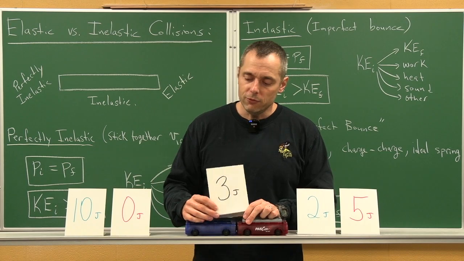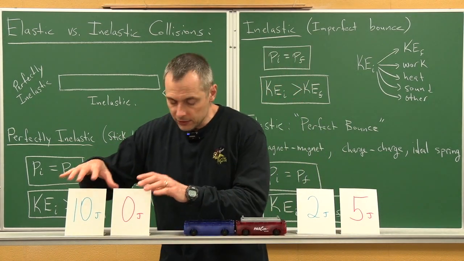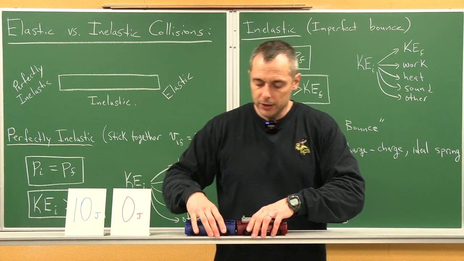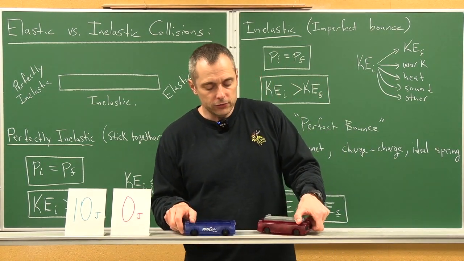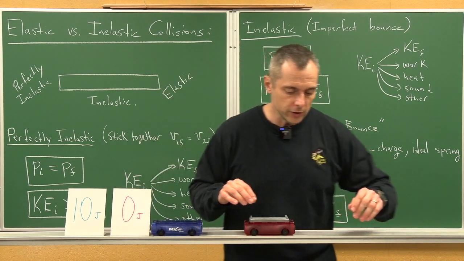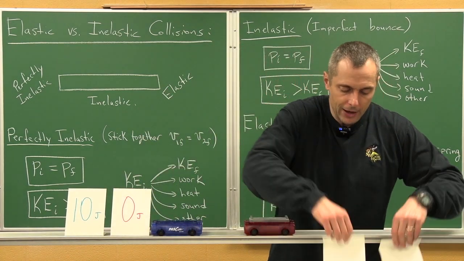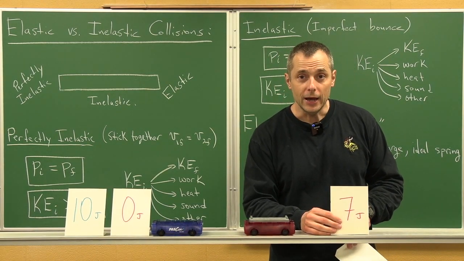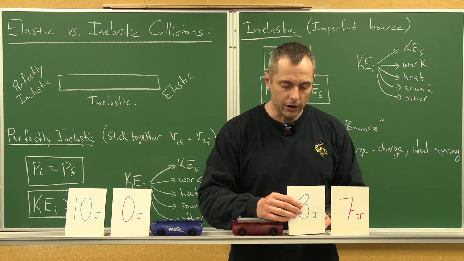And then finally, I send this car in the same way as before, but now I'm going to do maybe magnet, so it's like a perfect bounce where there's no loss. And so what might happen now is that maybe they bounce like this, and the red car might have 7 joules and the blue car has 3 joules.